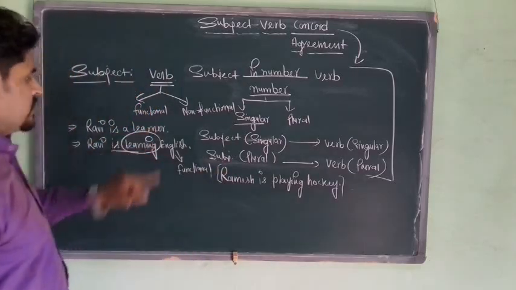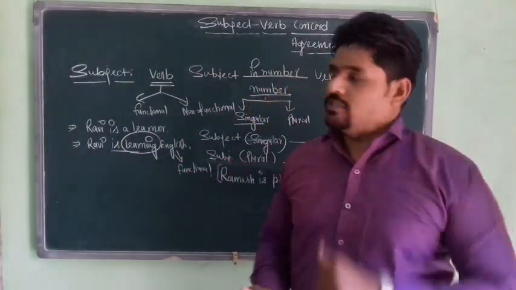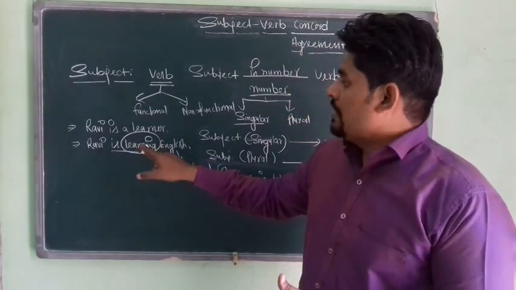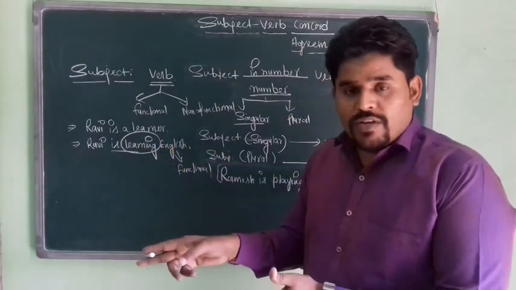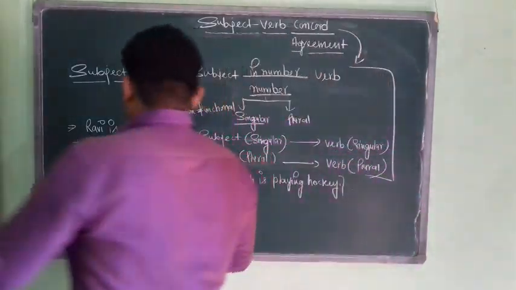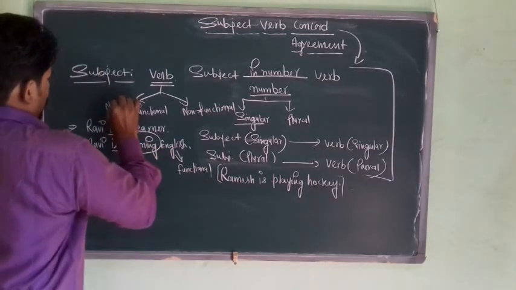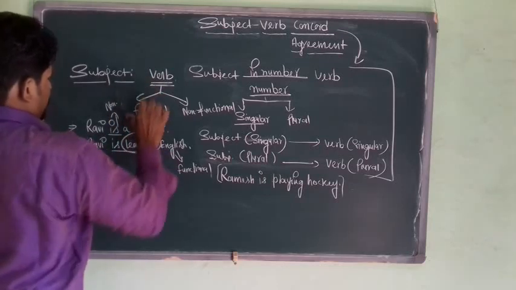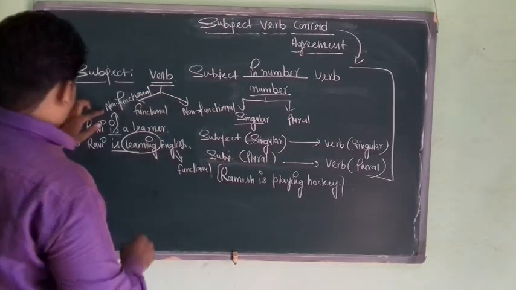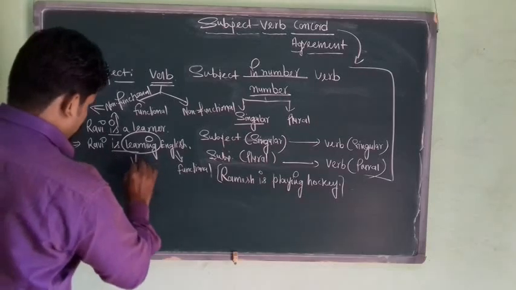But in this sentence, Ravi is a learner, there is no action going on. Only some information is given about the subject. And what information is given? The information is that someone is a learner. And about whom is this information given? This information is given about Ravi. So, students, this is the non-functional verb. A non-functional verb shows state, whereas a functional verb shows action.